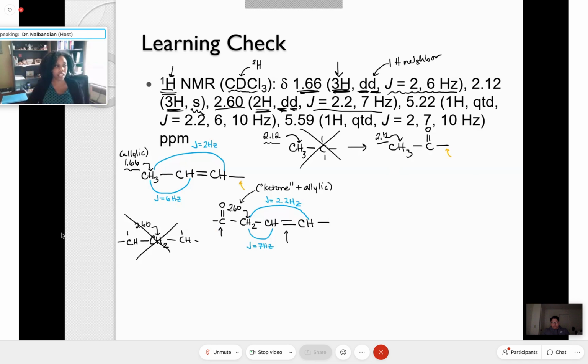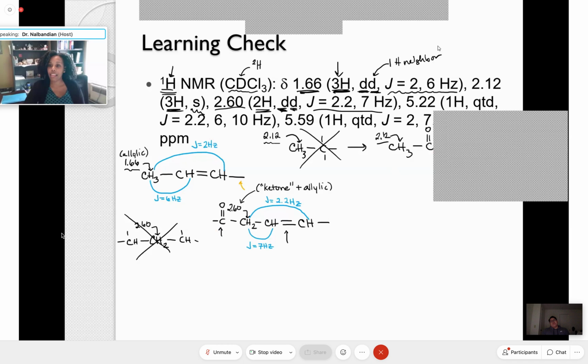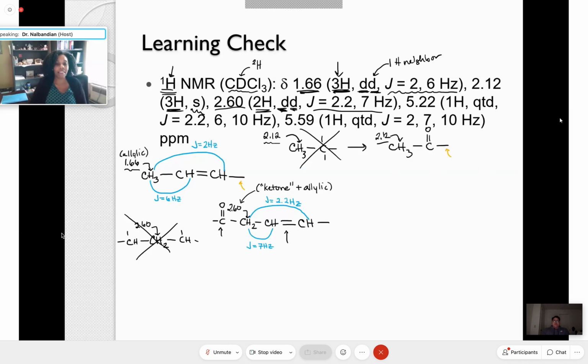It's an additive effect. So we have 2.60 here because we have de-shielded it by having the double bond, and we've de-shielded it even more by having the carbonyl. So it's ketone and allylic, versus this one, which is just ketone.